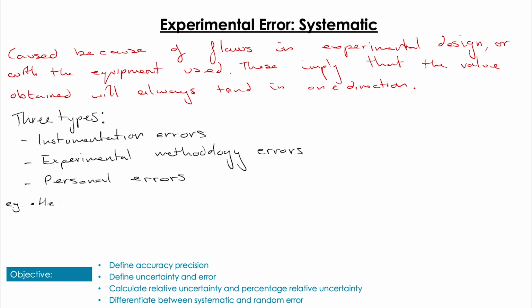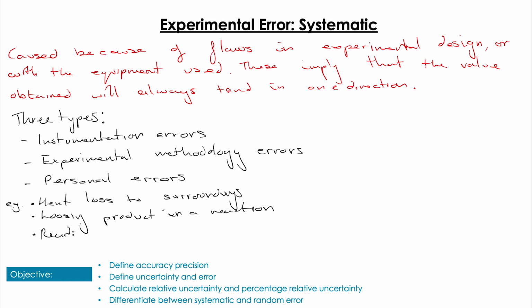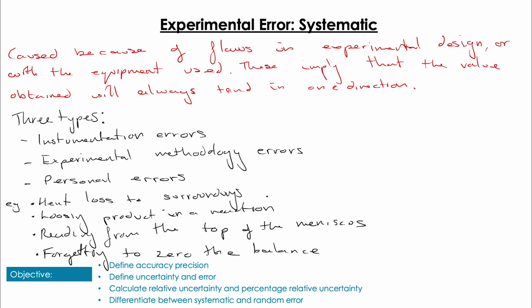There are many examples here, and these are the things that we try and control as much as possible when writing our methods, such as heat loss, losing products in reactions, reading from the top of a meniscus instead of from the bottom of a meniscus in a burette, for example, or forgetting to zero the balance when you weigh something. These cannot be reduced by repeating the experiment. The only way we can reduce these is by designing our methodology to reduce them in the first place.